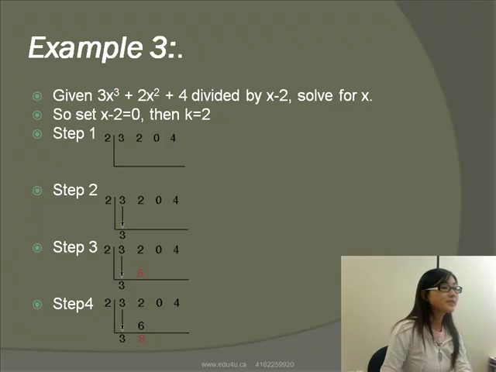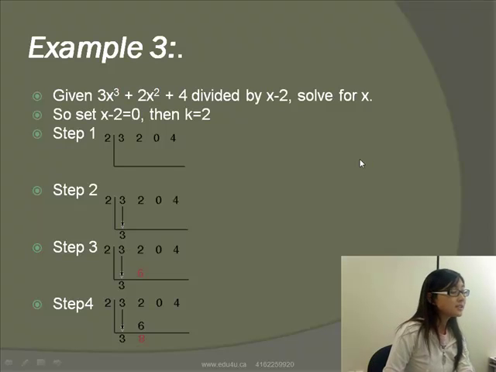So let's do more practice. Look at example 3 from your learning resources. We're given 3x cubed plus 2x squared plus 4 divided by x minus 2. So we set up as we did in the last question, in which only the coefficients are written down. In this case, the coefficients are 3 from x cubed, 2 from x squared, 0 from x, and 4. And we divide by positive 2, which is k.